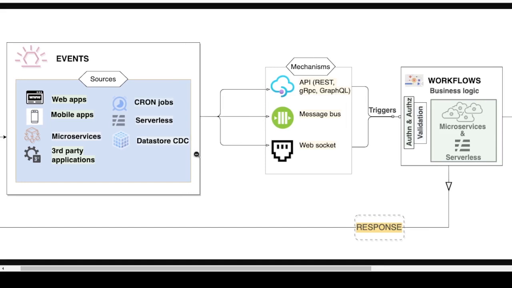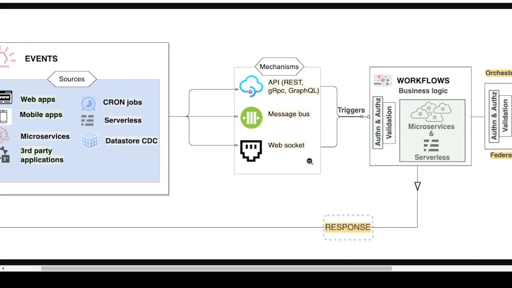Event sources can be multiple kinds. Event sources is basically anybody hitting your microservice API through various mechanisms like REST, gRPC, GraphQL, message bus. So your microservice is listening through various mechanisms for events from multiple event sources, which could be web apps, mobile apps, another microservice, a third-party application, a message bus, a cron job, a serverless kind of an event function running somewhere, which is calling your API. It could be change data capture events from your data store, relayed via message bus. So effectively, all of these different sources are throwing events at your service.